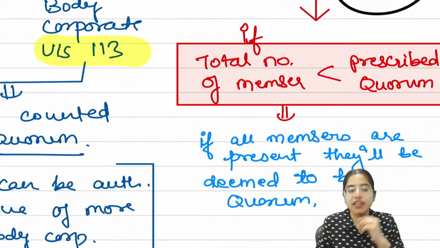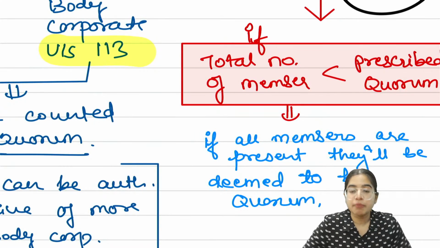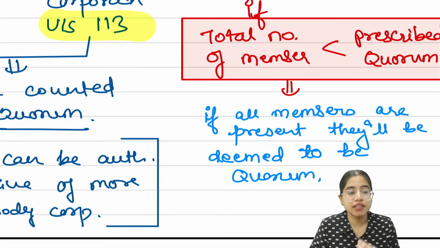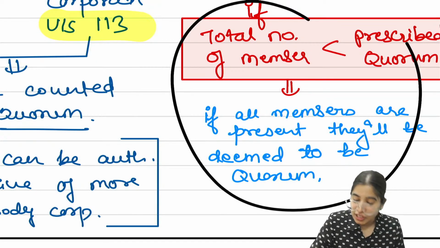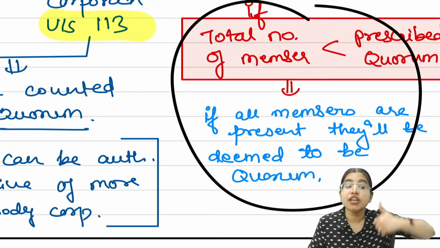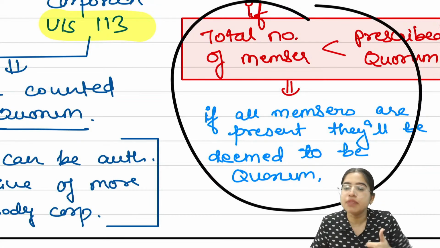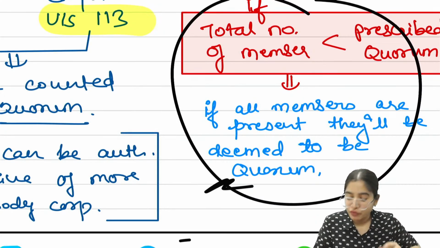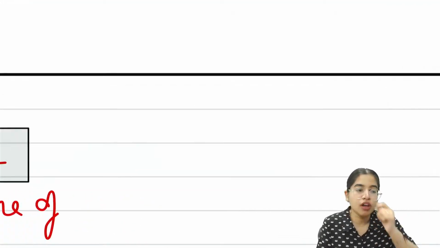There's one small concept: if the total number of members is less than the quorum prescribed, then if all members are present, they will be deemed to be the quorum. With respect to this, case law questions have been asked in past exams a number of times. I am giving you a small concept.